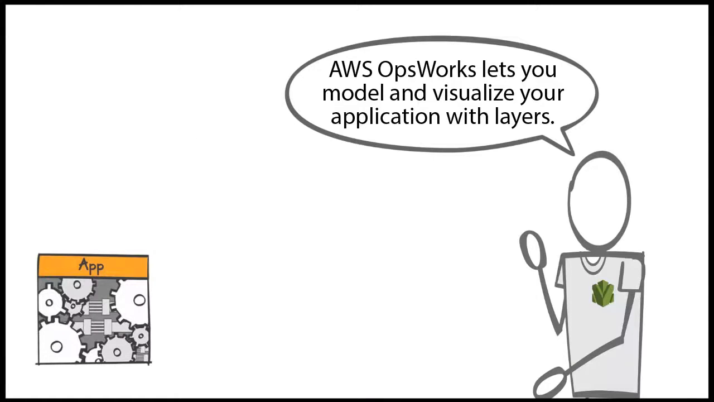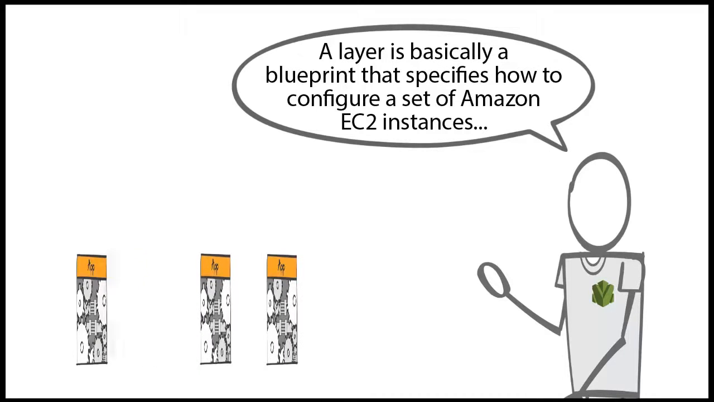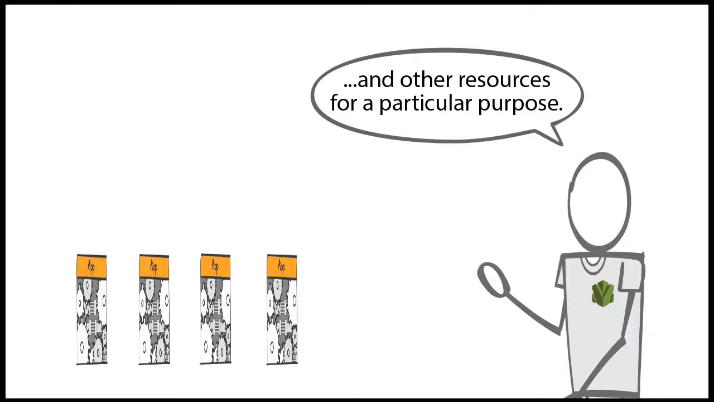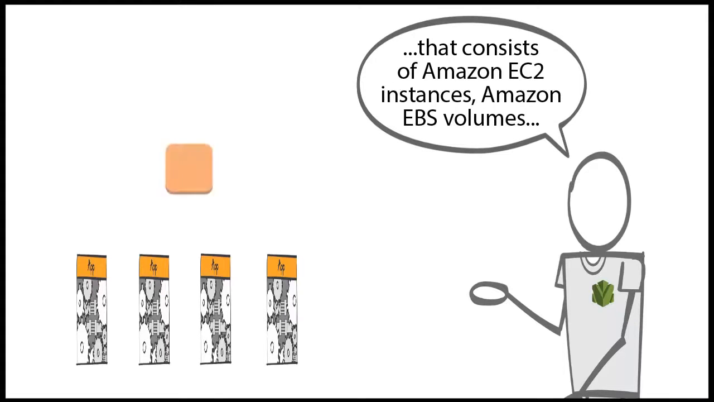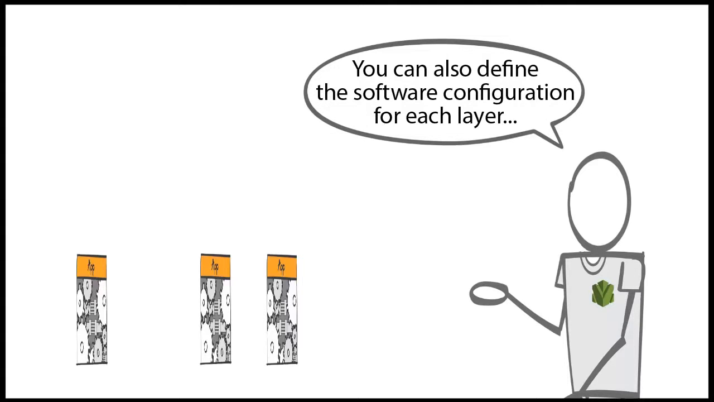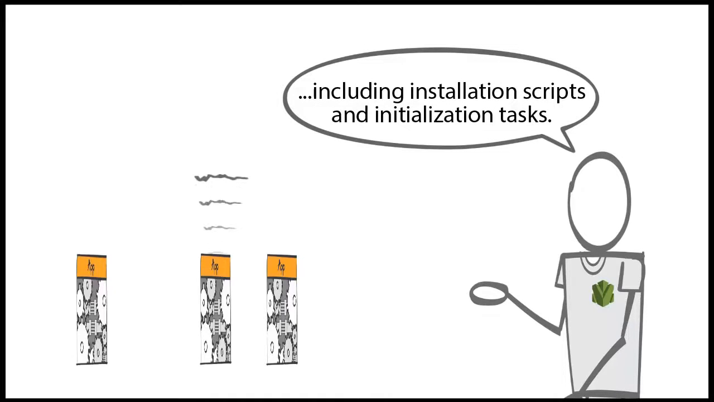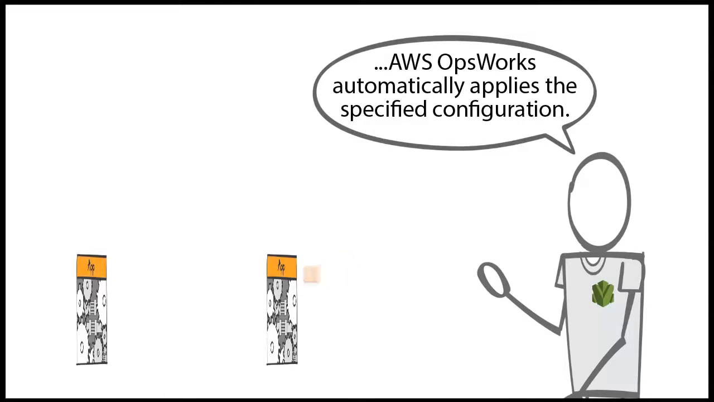AWS OpsWorks lets you model and visualize your application with layers. A layer is basically a blueprint that specifies how to configure a set of Amazon EC2 instances and other resources for a particular purpose. For example, you might define a web layer for your application that consists of Amazon EC2 instances, Amazon EBS volumes, including RAID configuration and mount points, and Elastic IP addresses. You can also define the software configuration for each layer, including installation scripts and initialization tasks. When an instance is added to a layer, AWS OpsWorks automatically applies the specified configuration.